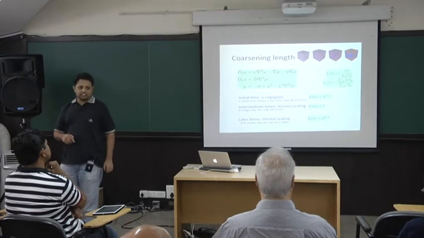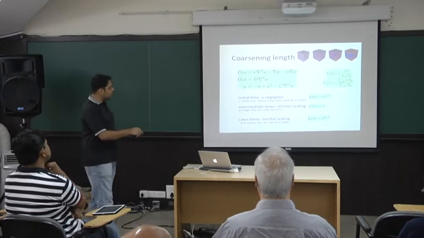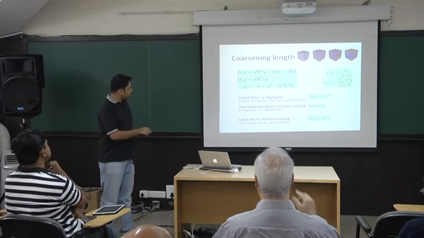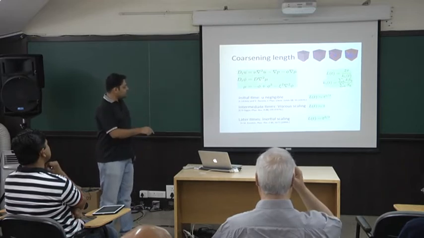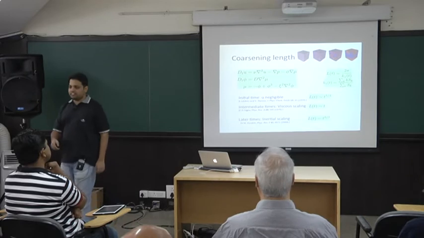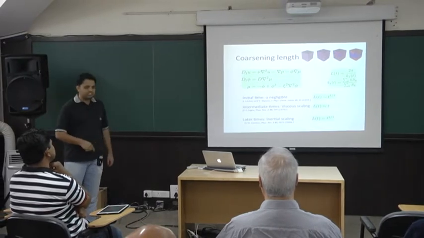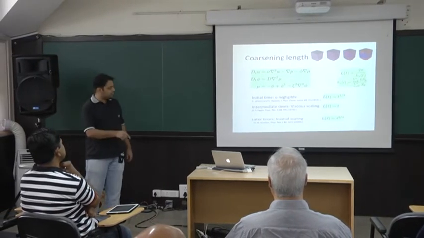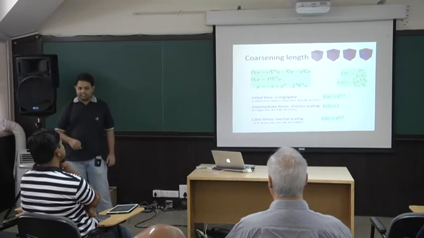Now this you can also predict by just doing a dimensional analysis. You can just compare the dimensions of 1/t with the dimensions of the chemical potential, and you will straight away get that the length scale grows as t raised to 1/3. You won't be able to predict the prefactor, but this thing you will get straight away.